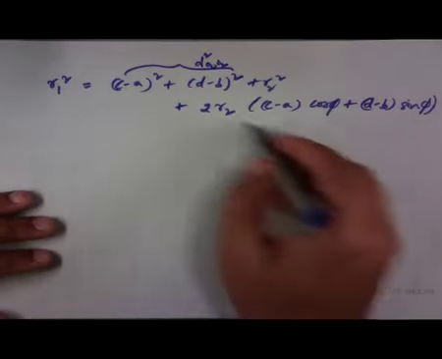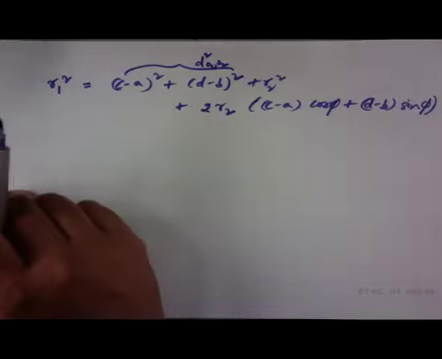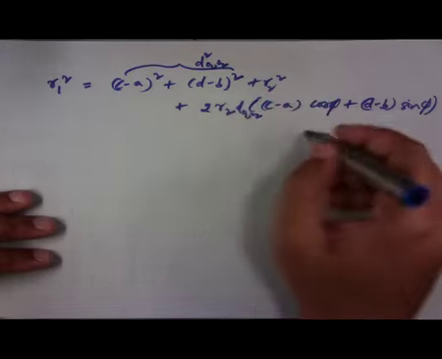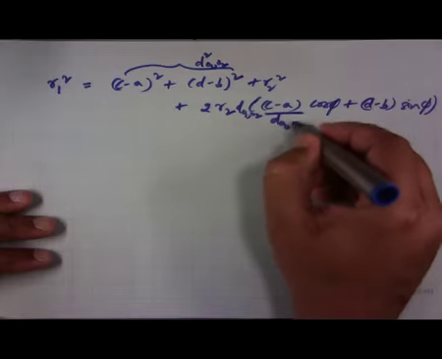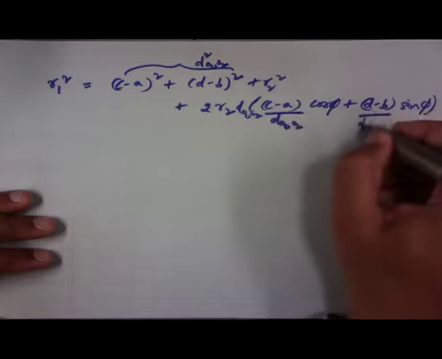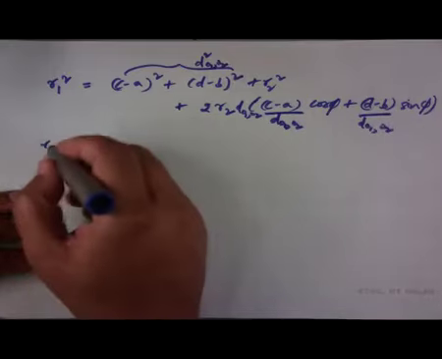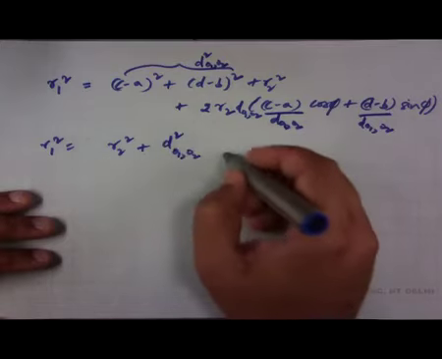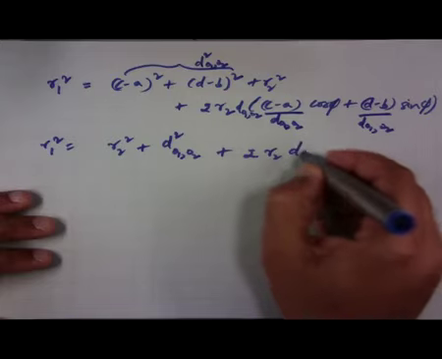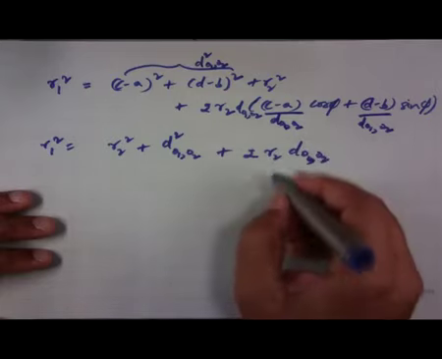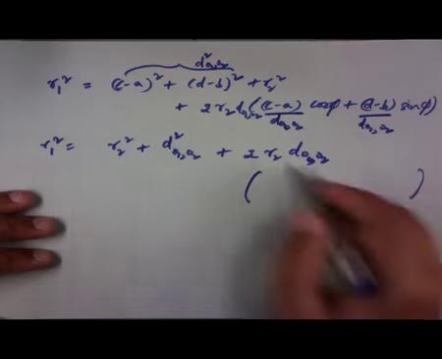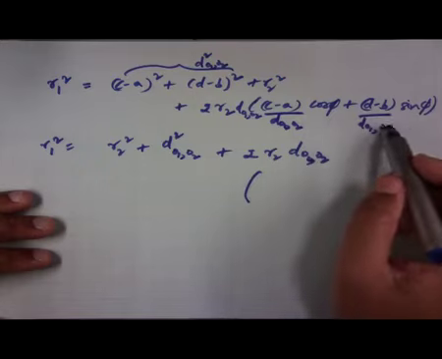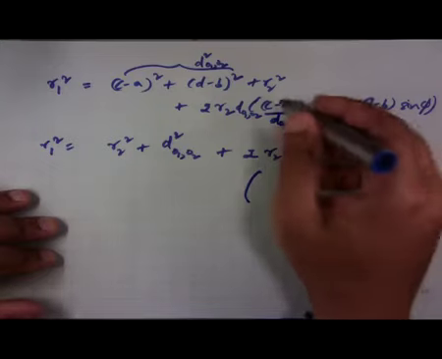And for the remaining term we multiply and divide by d O1 O2, and thereby we put a d O1 O2 in these two terms. Eventually we get r1 square is r2 square plus d O1 O2 square plus 2 r2 d O1 O2 times c minus a by d O1 O2 into cos phi plus d minus b by d O1 O2 into sin phi.